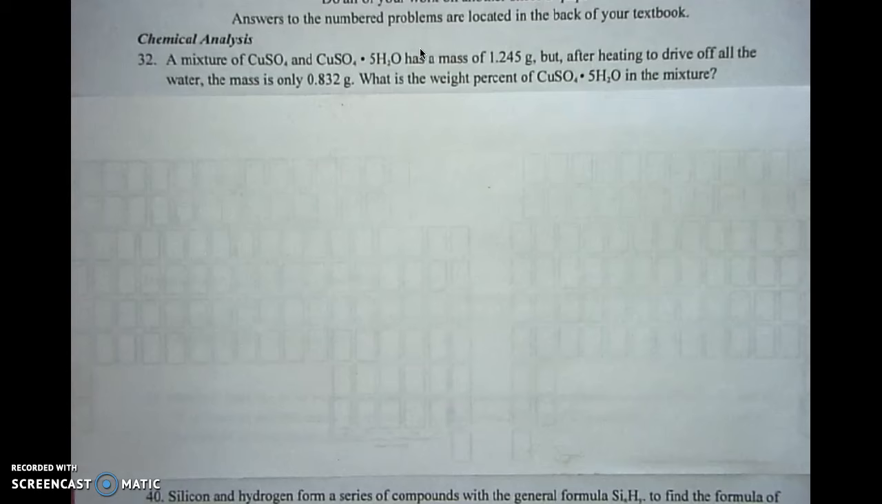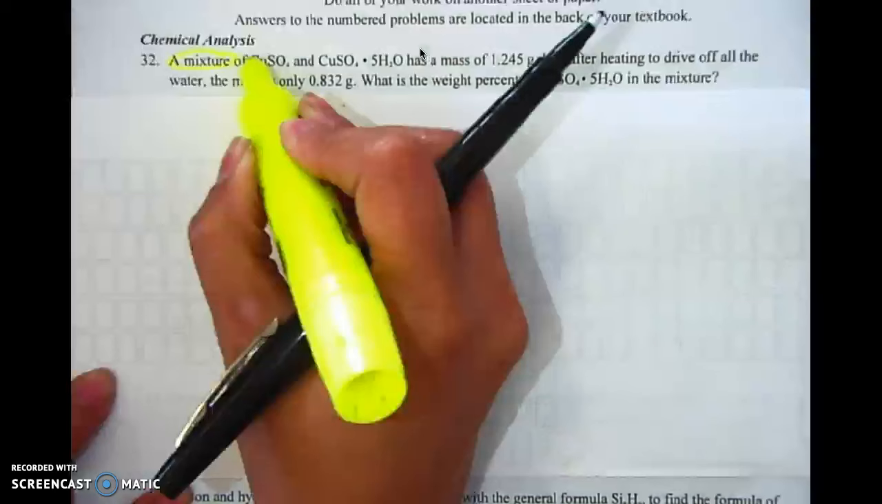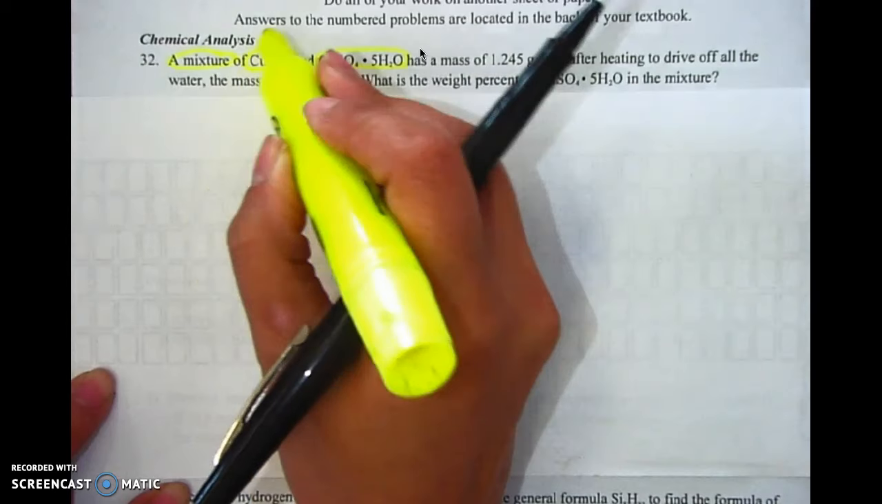We have a mixture here, and the mixture that we're looking at involves copper sulfate, and there's also copper sulfate pentahydrate here. So you have a mixture of two things inside: just plain copper sulfate and then your copper sulfate pentahydrate. And you're told that the entire mass of both things is 1.25 grams.